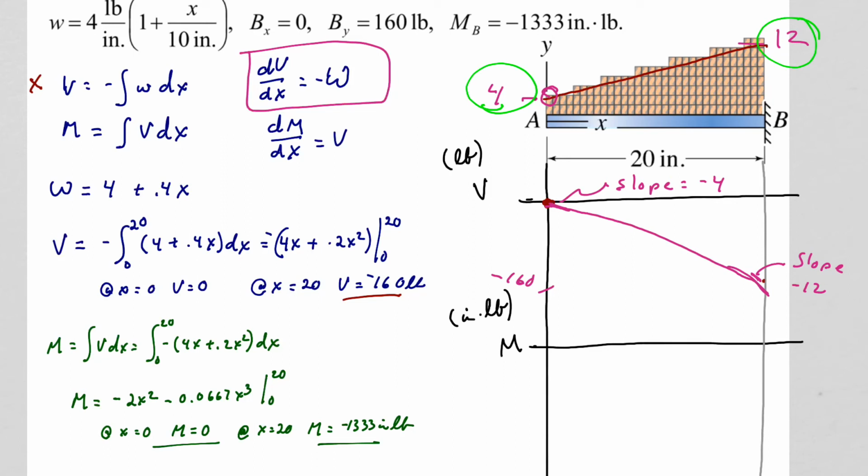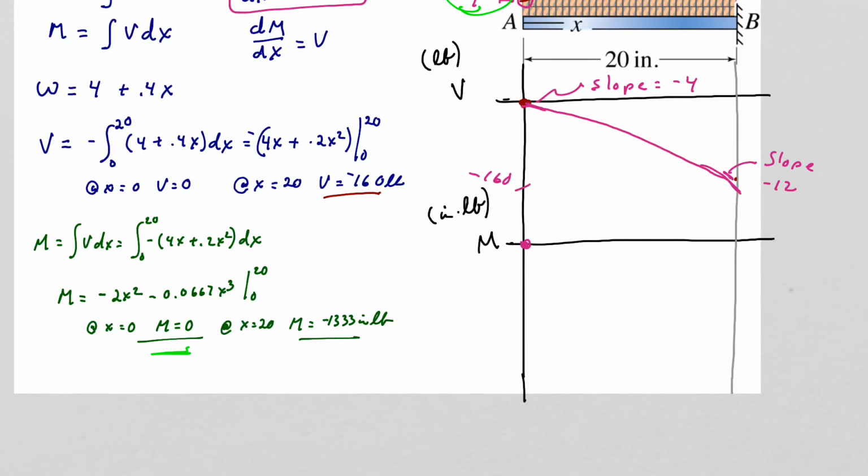Next, we want to plot our moment diagram. We see that it starts out at 0, and it goes to a very negative value of negative 1,333. Okay. Again, we don't know if it goes like this or how it goes, or if it goes this way. So how do we determine which way it goes?